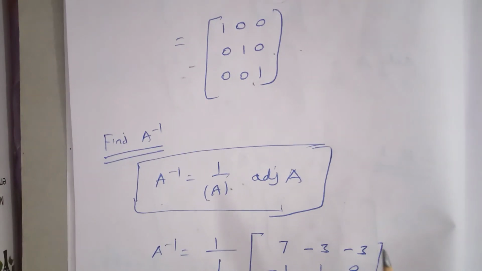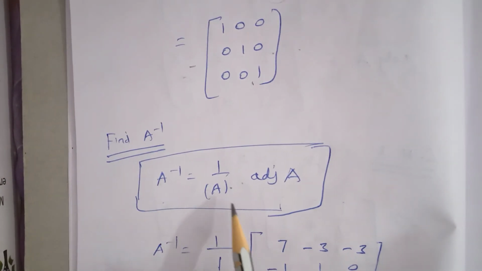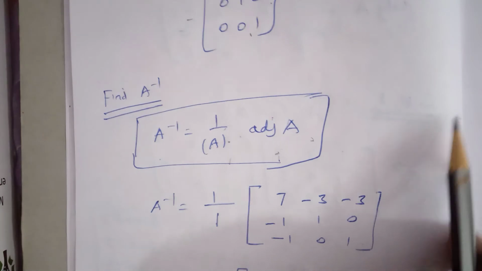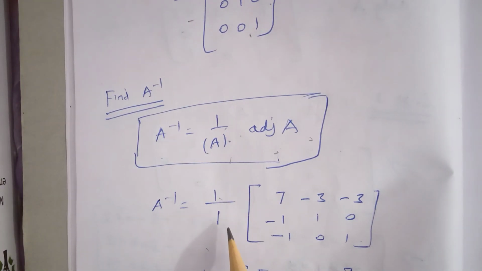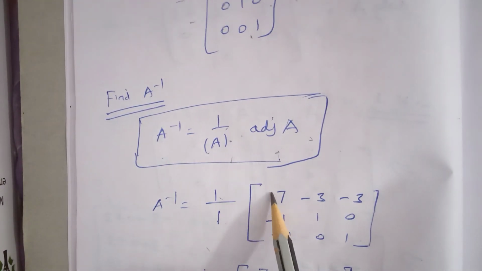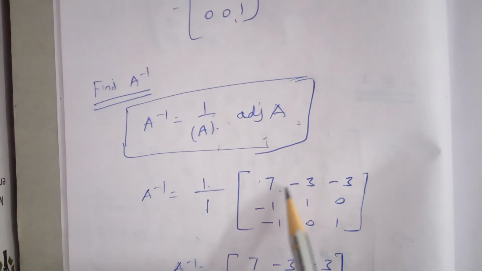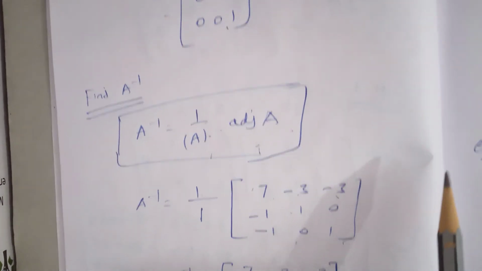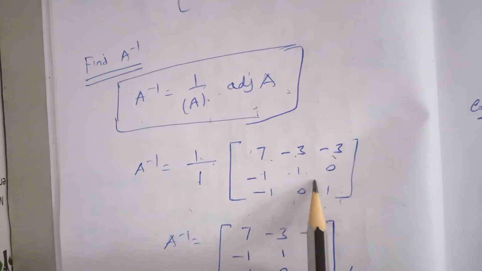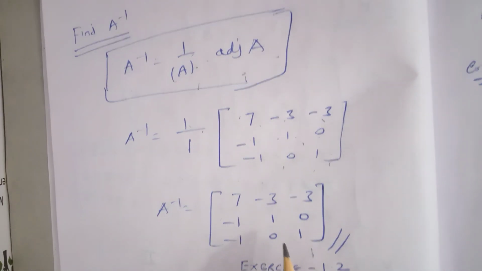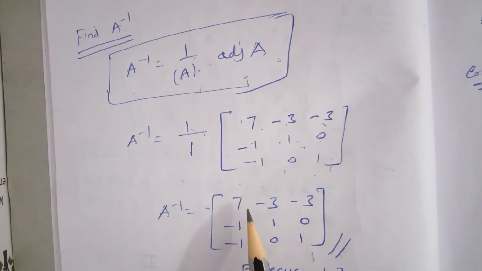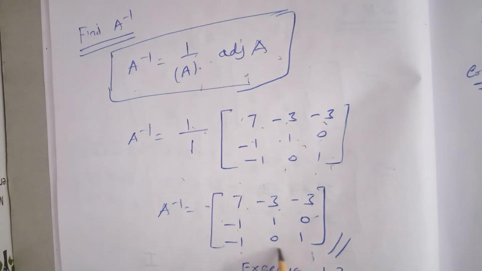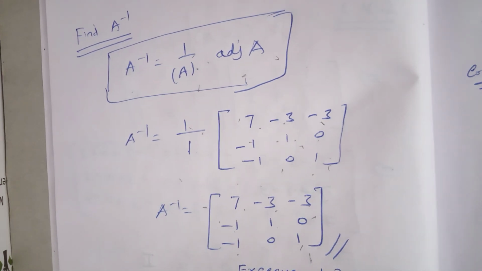Then we have to find the A inverse value. A inverse equals the formula 1 by determinant A into adjoint A. The determinant of A is 1, and adjoint A is already known. The adjoint value is 7 minus 3 minus 3, minus 1 1 0, minus 1 0 1. This is multiplied by 1, so we obtain the same value. So A inverse equals 7 minus 3 minus 3, minus 1 1 0, minus 1 0 1. So this is the A inverse of this matrix.